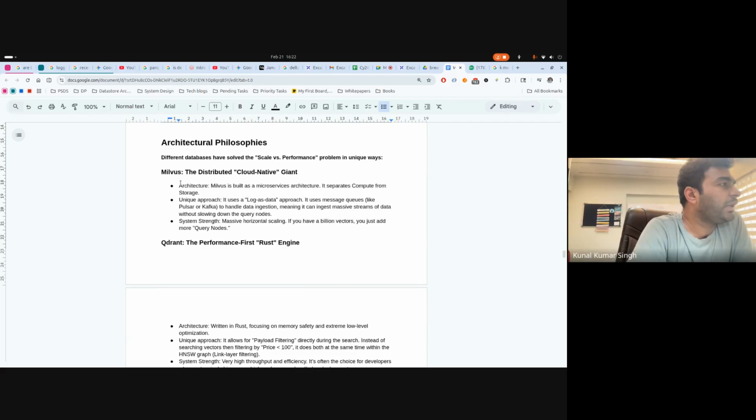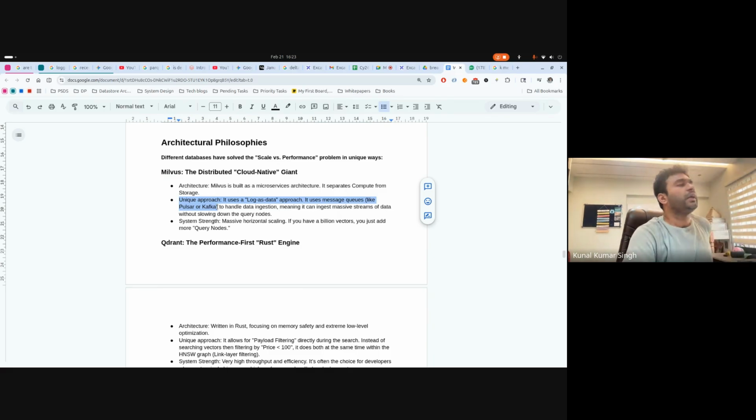ठीक है, तो एक बार क्विकली let's go through this. So Milvus is one of the vector databases. This is kind of a cloud native architecture. So Milvus is built on microservice architecture, separates compute from storage. So unique approaches, log as data approach. It uses a message queue. So I think what it's saying is that for indexing data into vector database, it's using these kind of queues.